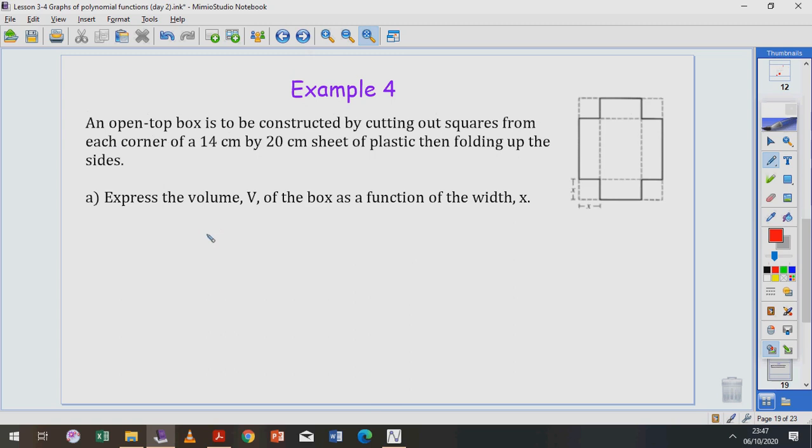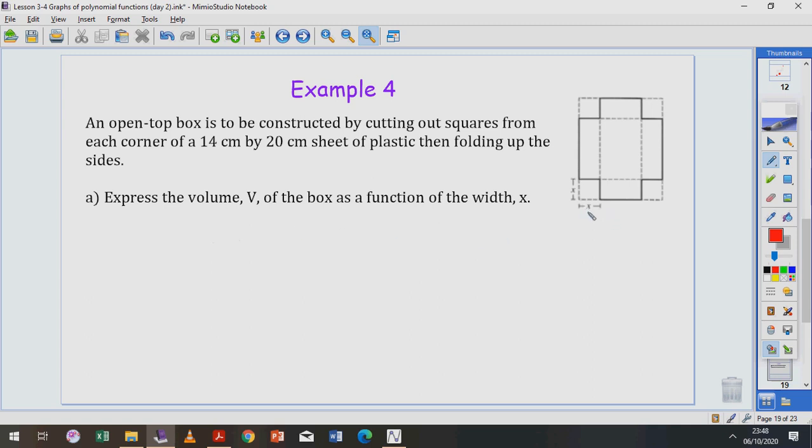Right, our last example: an open top box is to be constructed by cutting out squares from each corner of a 14 by 20 sheet of plastic, then folding up the sides. You guys have probably done this in 6th grade, where you cut out the edges of a square and then make it into a 3D box. Express the volume as a function of the width.